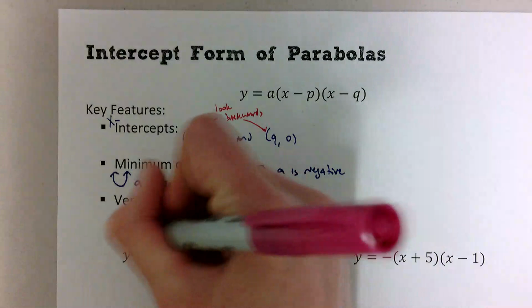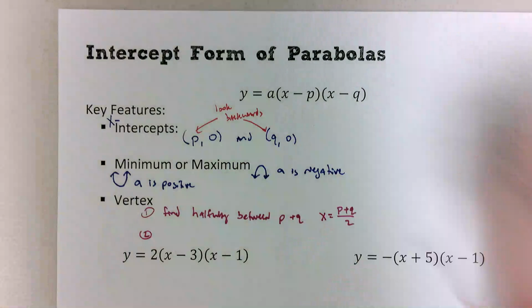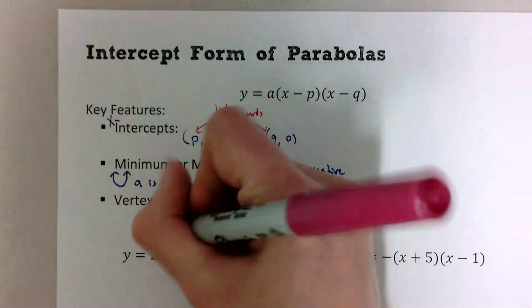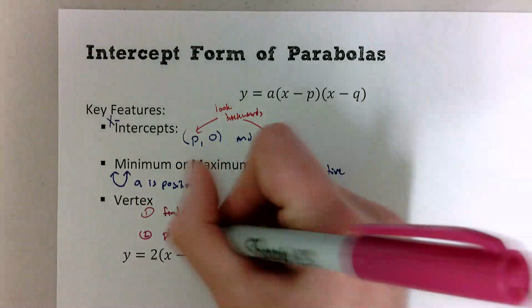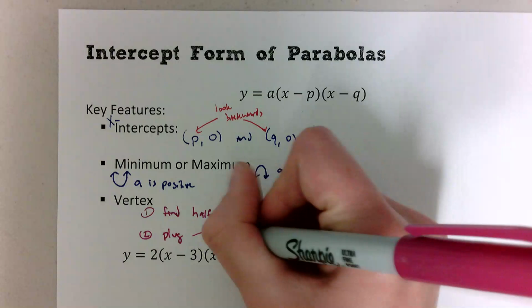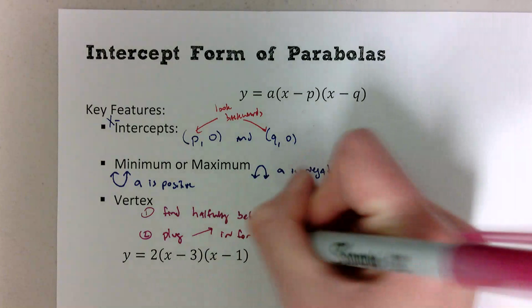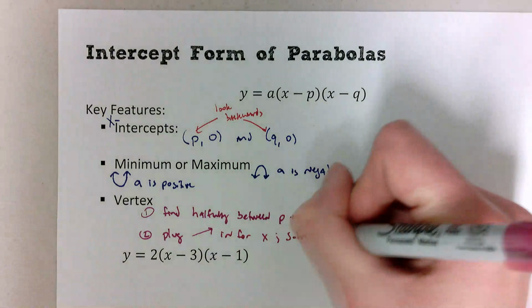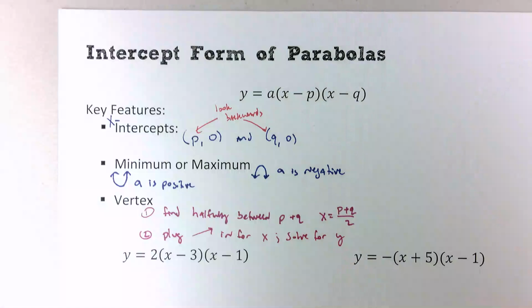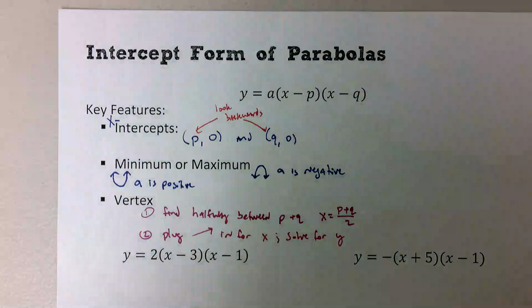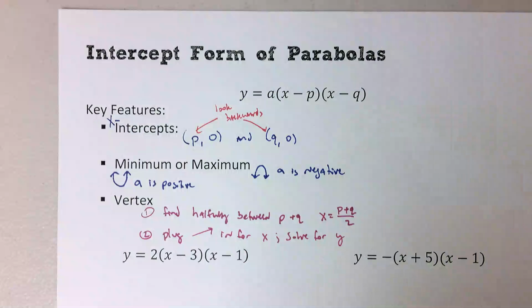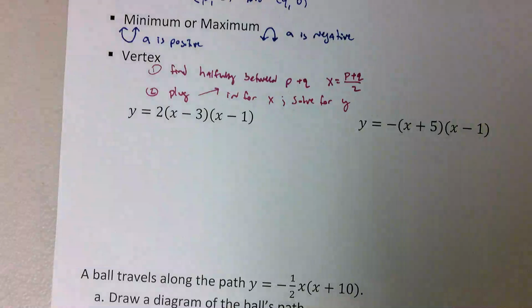And then the second thing that you're going to do, this just gives you your x coordinate. So that tells you the first part of your vertex. Then you have to find the y coordinate. So what we're going to do is plug that previous answer in for x and solve for y. And that's going to give us both coordinates of our vertex. I know that sounds really confusing right now, but once we do an example or two, it's going to make sense. All right, so let's take a look at our two examples.